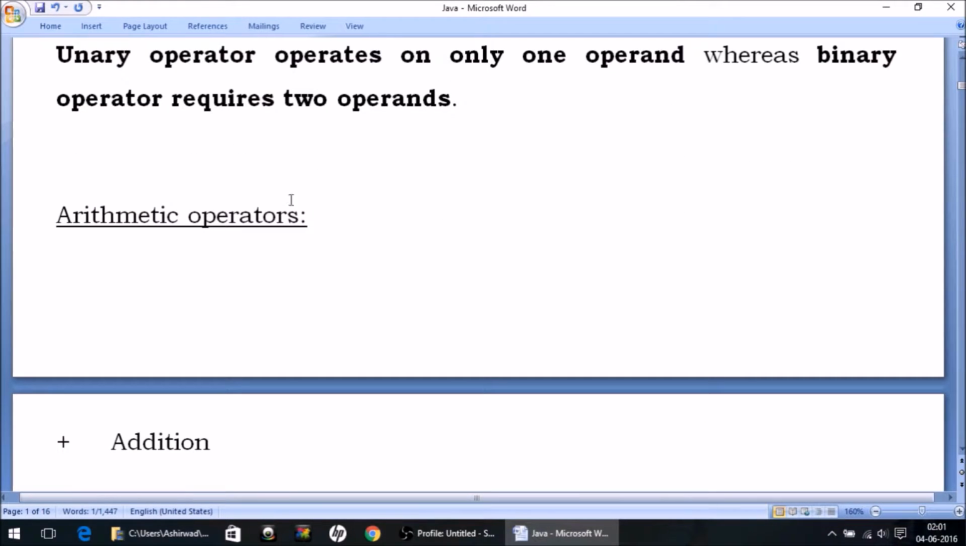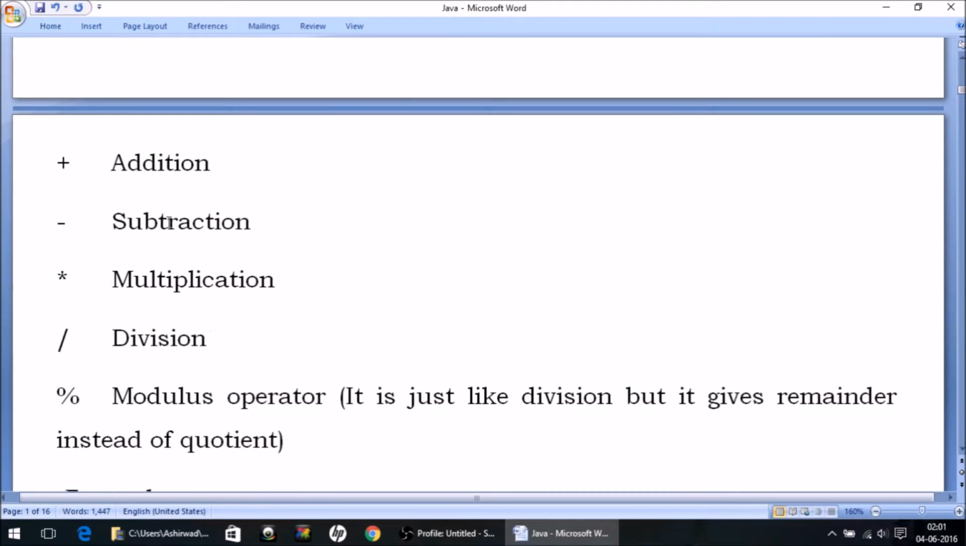The next category, in fact the first category in operators, is arithmetic operators. We know them very well already, so let us discuss them. Addition we use plus, for subtraction we use minus, for multiplication we use the asterisk sign, and for division we use forward slash, this sign.